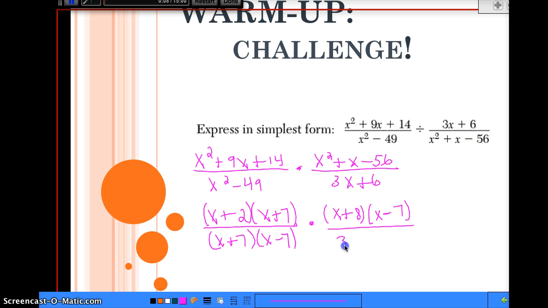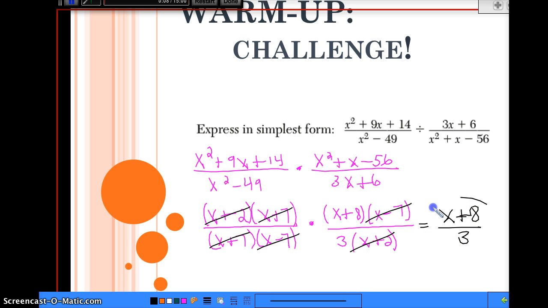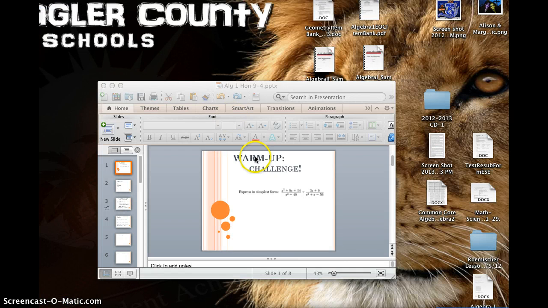The denominator, you take out the GCF, which is 3 times x plus 2, and now once you get to this point, now you can actually cross off as long as you're simplifying the same exact binomial with the same exact binomial. The denominator cancels with a numerator, x plus 7. X plus 2 up here can cancel with the x plus 2 down here. This x minus 7 can cancel with this one. And nothing else can cancel, so we end up with x plus 8 divided by 3. Final answer. Okay?